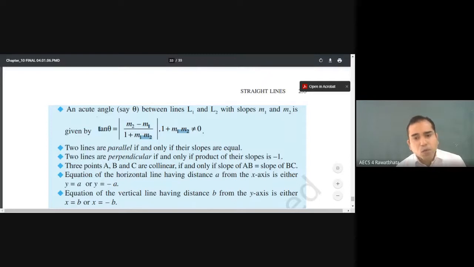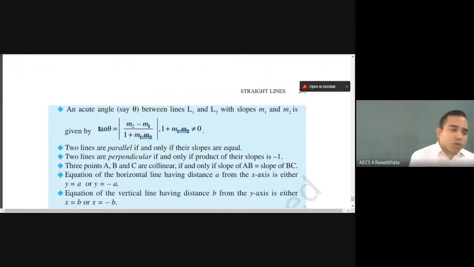Keep in mind, when two lines intersect, they actually make 4 angles, in which 2 angles are vertically opposite angles, and hence they are equal. Even the adjacent angles have a relation: if one angle is theta, then the other will be 180 minus theta. So out of all those 4 angles, it is always sufficient to give only one angle. That is why we tell only the acute angle and take the modulus.